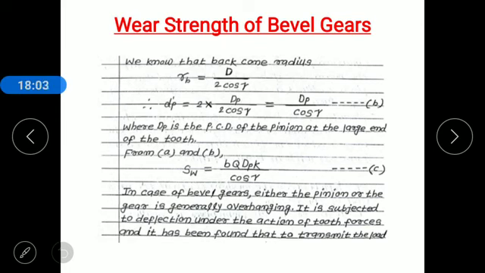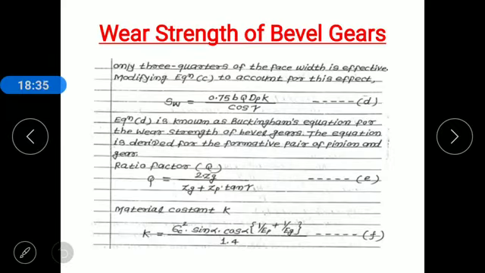In the case of bevel gears, either the pinion or the gear is generally overhanging. It is subjected to deflection under the action of tooth forces, and it has been found that to transmit the load, only 3/4 of the face width is effective. With 3/4 face width effective, equation C is again modified.